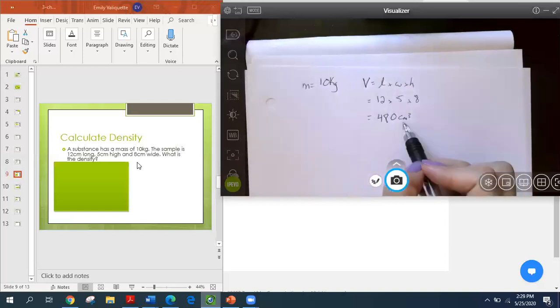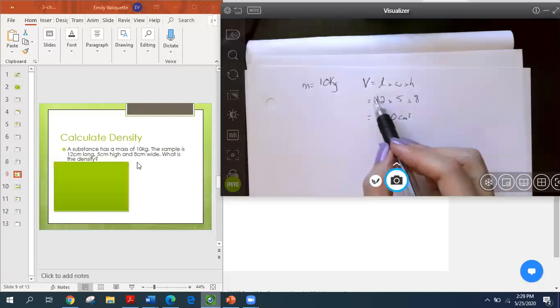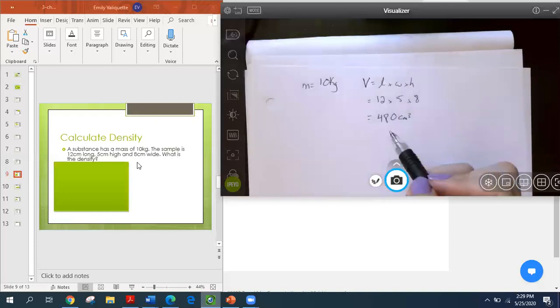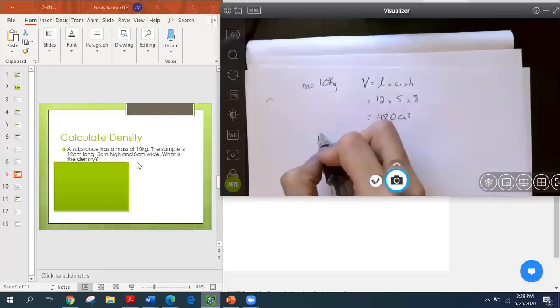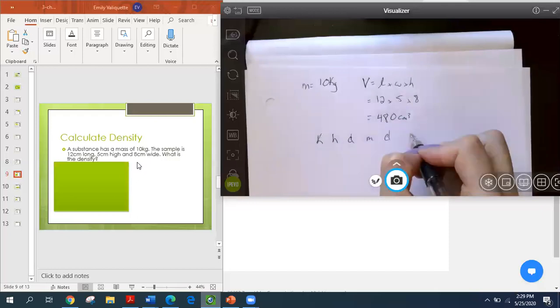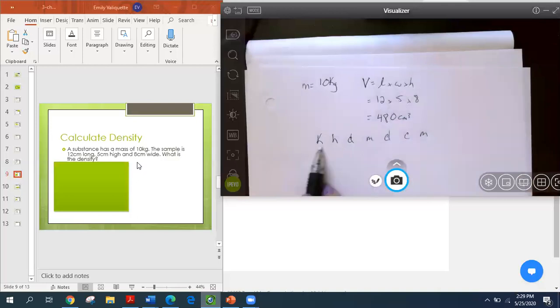If those were in millimeters or something, you would have to convert them before multiplying them to turn them into the volume. I am also going to have to convert my 10 kilograms because I cannot use kilograms for my mass. I have to use grams. So the way we do that is with King Henry Drank Milk During Christmas, or whatever you want to use to remember the order that these come in. This would be for length. So this would be like kilometers, meters, centimeters, milliliters.